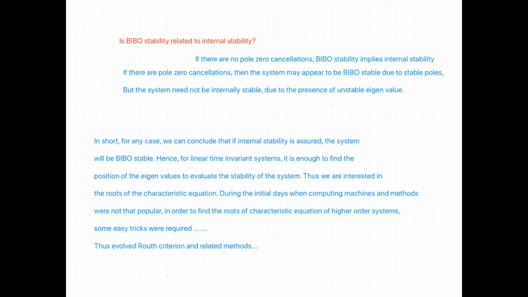In short, in any case, we can conclude that if internal stability is assured, the system will be BIBO stable. Hence, for linear time invariant systems, it is enough to find the position of the eigenvalues to evaluate the stability of the system. Rather than finding the poles, we are interested in the roots of the characteristic equation, which are the eigenvalues. In the early days, when computing machines and methods were not that popular, in order to find the roots of the characteristic equations of very high order systems, some easy tricks were required, and thus evolved the Routh-Hurwitz criterion and related methods. Thank you.